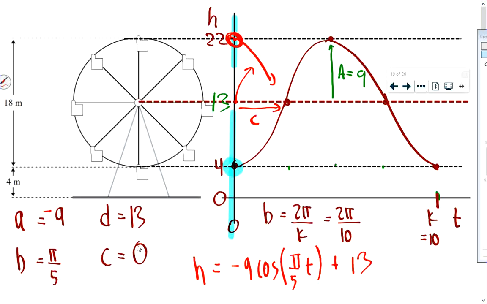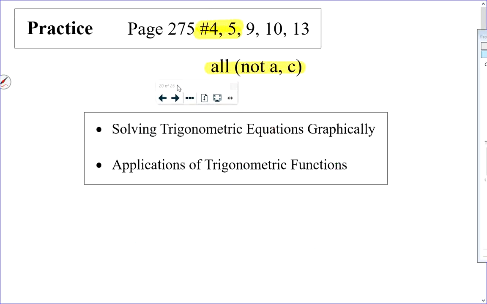Okay, once again, I apologize for my mixing up the variables in that example. I think it was example 2. Anyway, on page 275, I think it says on your handout 4 and 5, A and C. You can do them all. Or not. You can do A and C if you like. You know what I'm like in this course. You need to practice this.